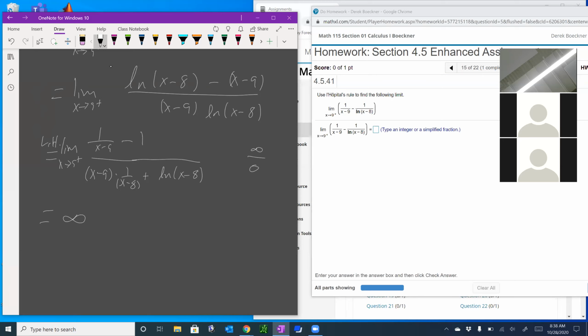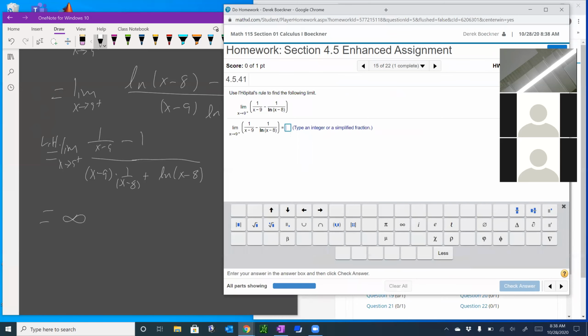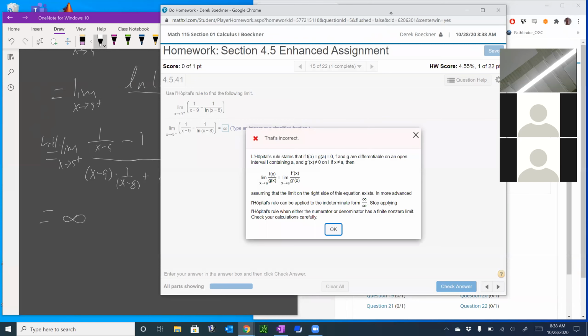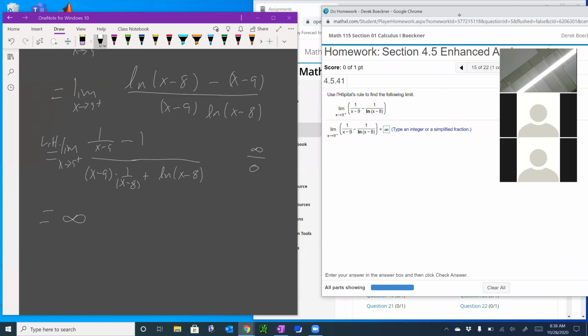It says type an integer. Is infinity an integer? Doesn't like that. What did I do wrong? Oh, that's an 8. That's what I did wrong. Now it's 0 over 0 again. Okay.